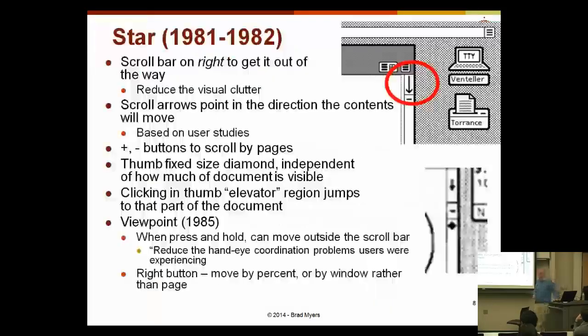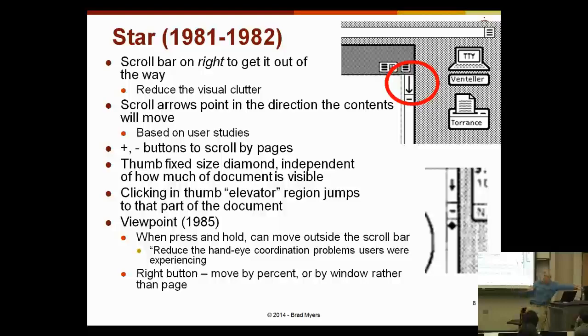So then we get a really big break, right? So we've seen the scrolling in Smalltalk and InterLisp and Bravo, right? They're all on the left. They all use multiple buttons, or multiple regions. And then we get to the Star, where scrolling works entirely differently. So this is basically the beginning of the scroll bar as we know it today. It has arrows at the top and bottom. It moved it to the right.